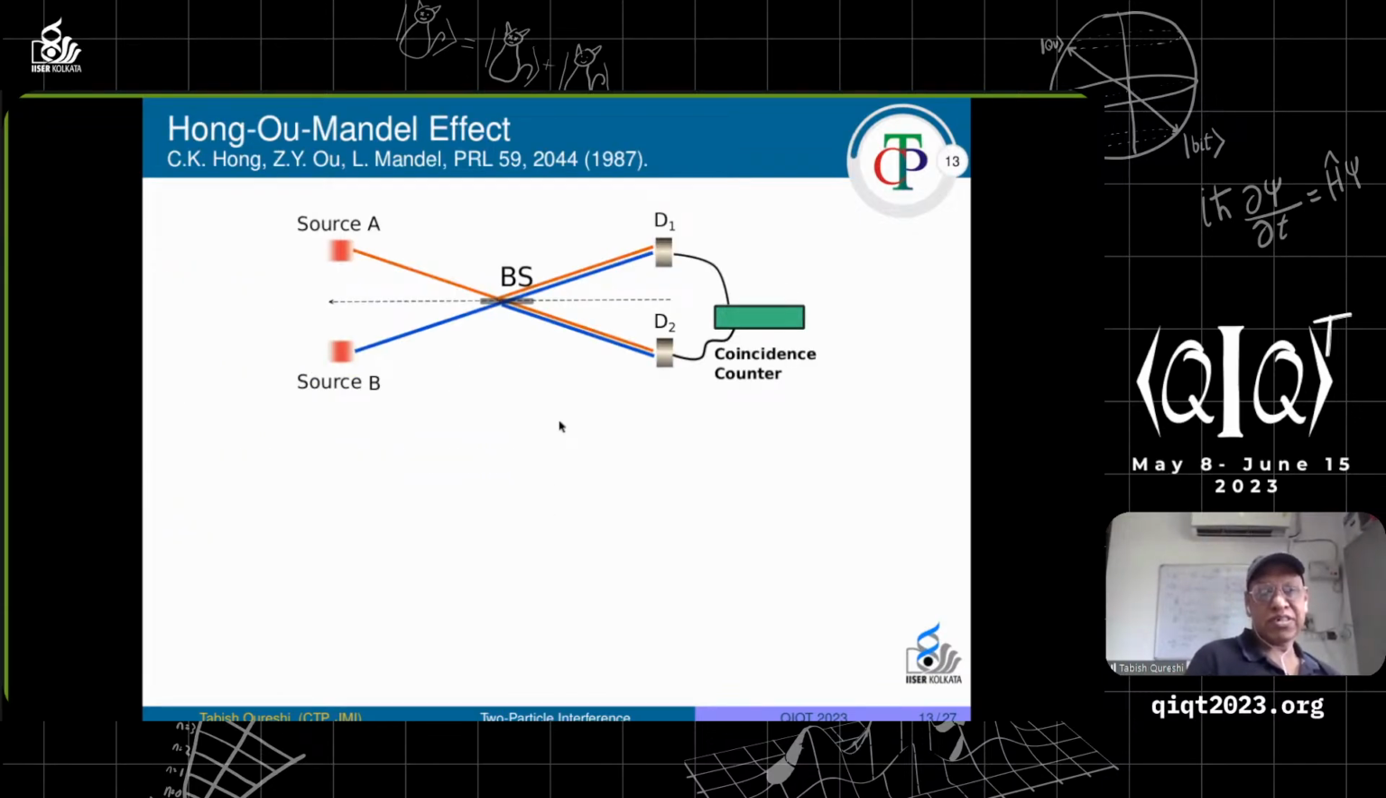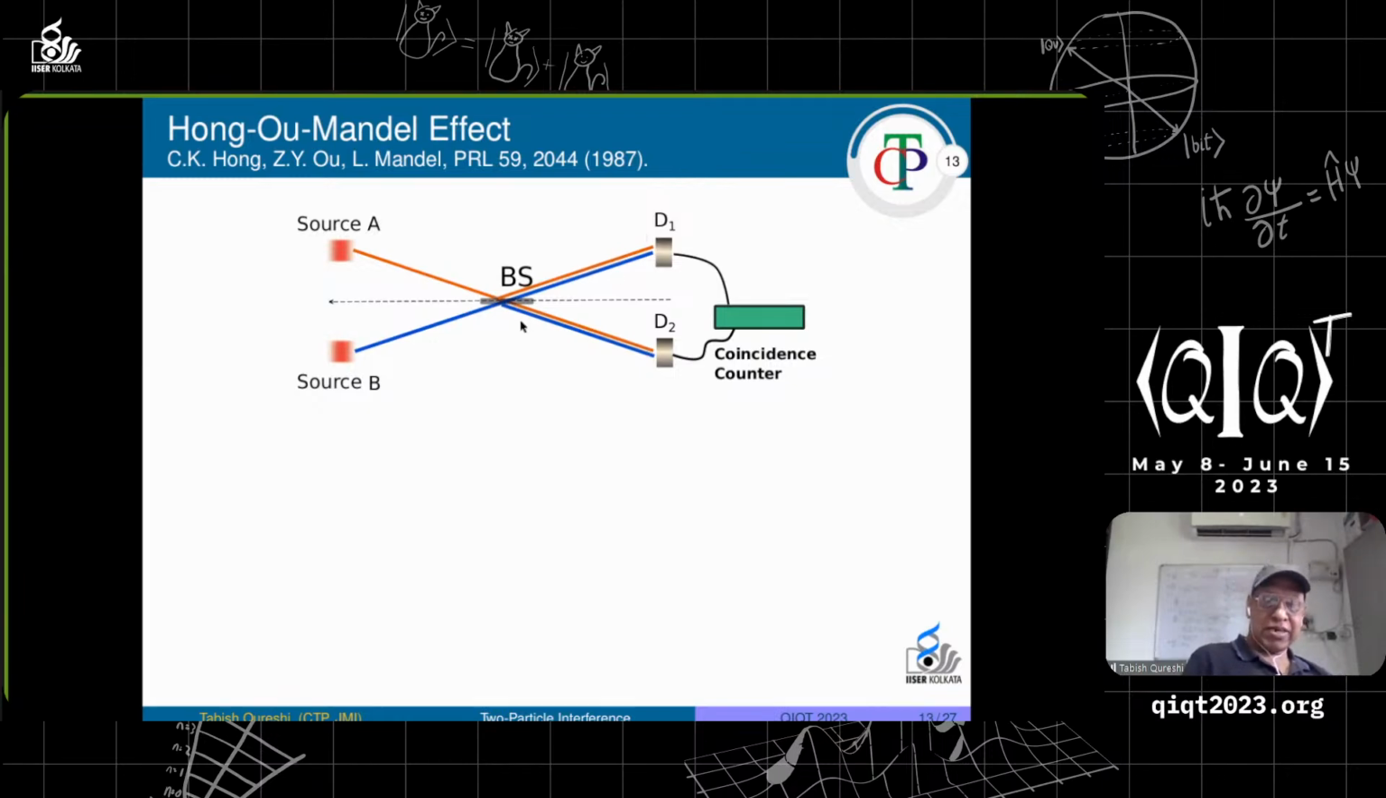This first experiment, which was in some sense a shocking experiment, was done by Hong-Ou-Mandel. So in the double slit experiment, which I had shown before, you had one particle coming and passing through two slits. But here you actually have two sources, source A and source B, and they travel in a particular direction like this. Then there is a beam splitter, a 50-50 beam splitter. The particle which comes from here can either transmit or get reflected and reach this. If it transmits, it will reach D2. The same thing happens for the particle coming from source B. It will either go here or go here.